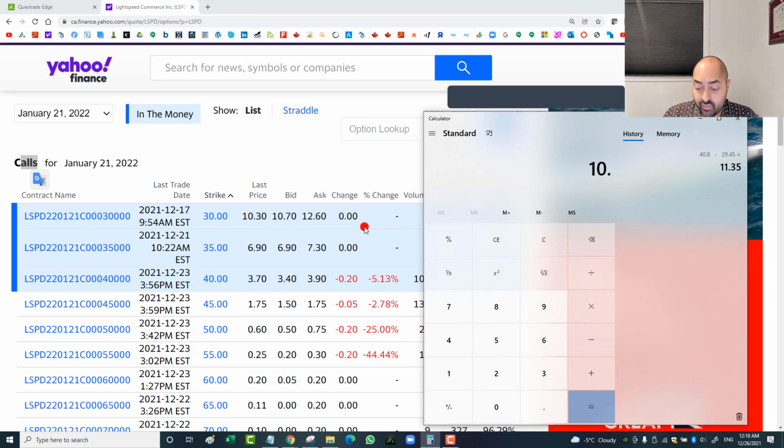So 10.7 plus 12.6 divided by 2 gives me 11.65. I said I needed 11.35, so as you can see, it's pretty close. If I can get 11.65, that actually improves my break even.